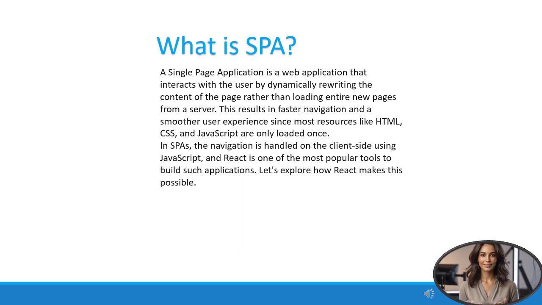What is SPA? A single-page application is a web application that interacts with the user by dynamically rewriting the content of the page rather than loading entire new pages from a server. This results in faster navigation and a smoother user experience since most resources like HTML, CSS, and JavaScript are only loaded once. In SPAs, the navigation is handled on the client side using JavaScript, and React is one of the most popular tools to build such applications.